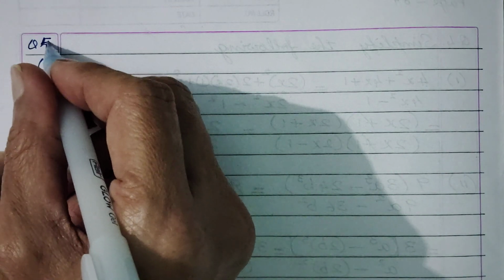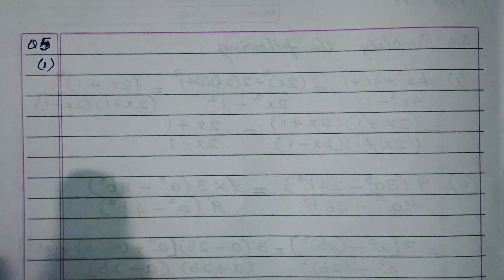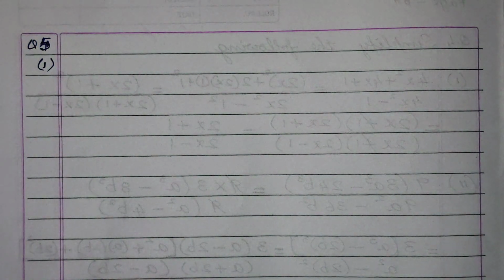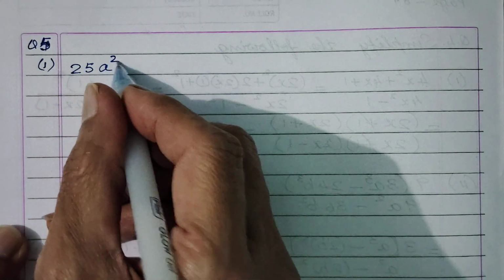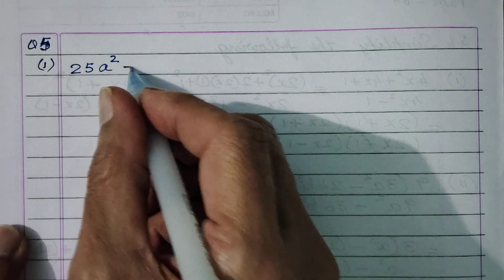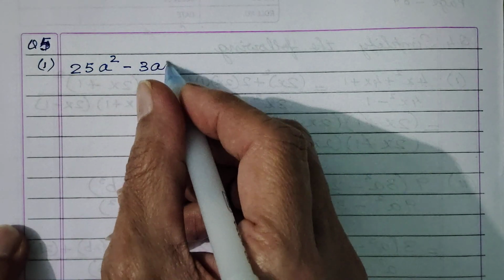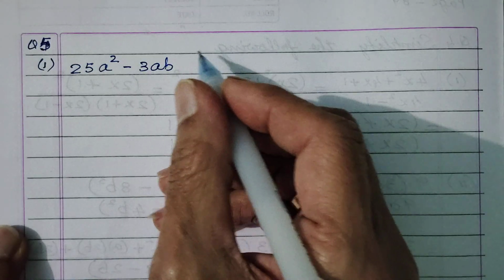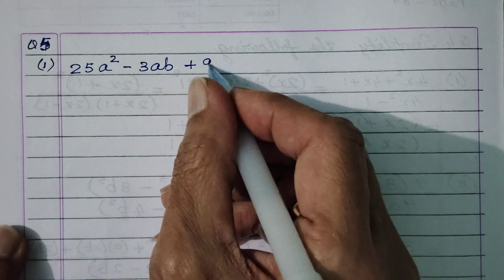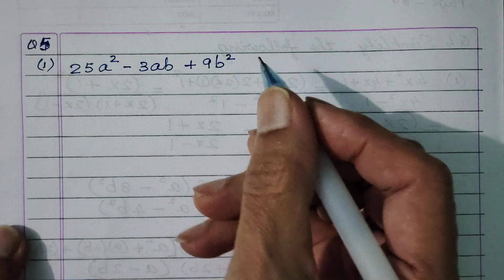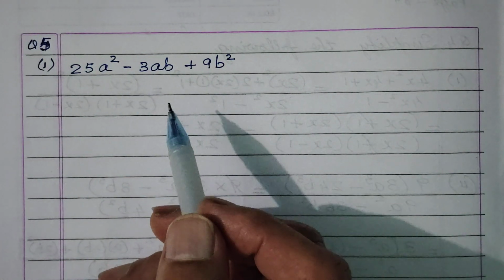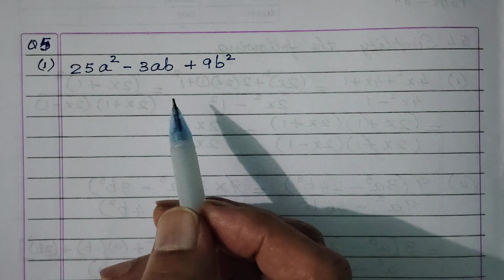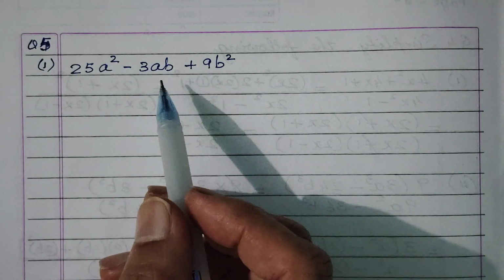Question 5. First one. First sum is 25a square minus 30ab plus 9b square. So this is the area of the rectangle. We need to find the length and breadth of the rectangle. So we will try to factorize it.